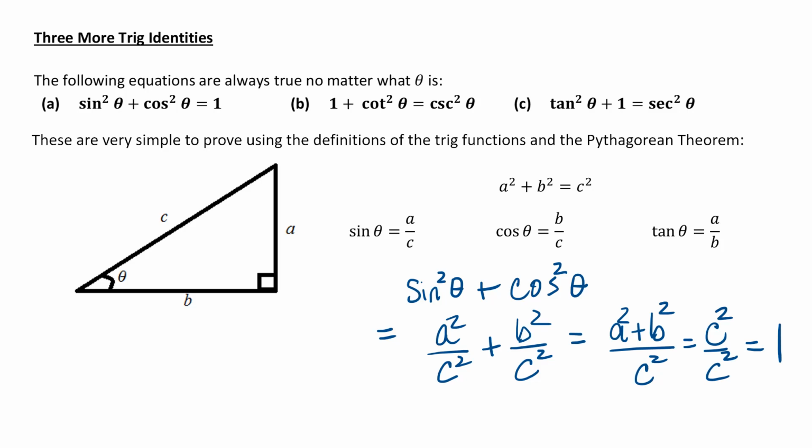Very important. B, 1 plus cotangent squared theta equals cosecant squared theta. I'm not going to prove it, but you can prove it in exactly the same way. C, tangent squared theta plus 1 equals secant squared theta. You can prove that exactly the same way using this triangle. These are three trig identities that you do need to memorize. If you have the first one memorized, you can get the other two.